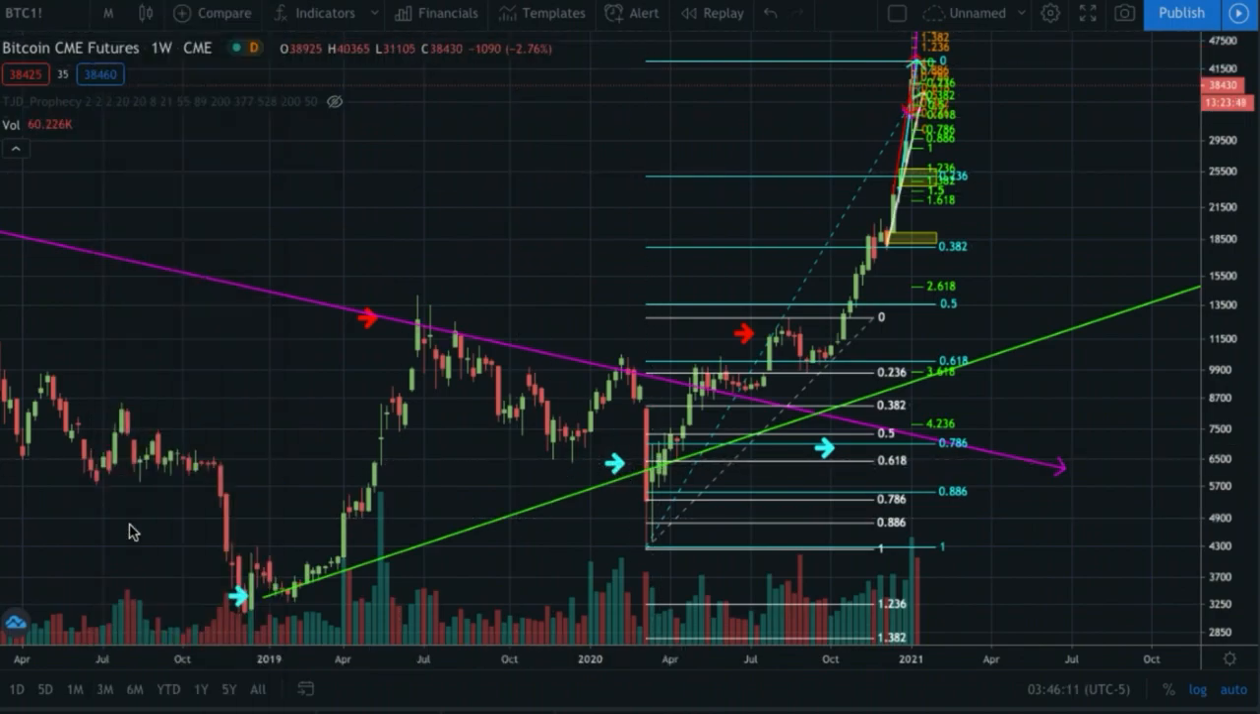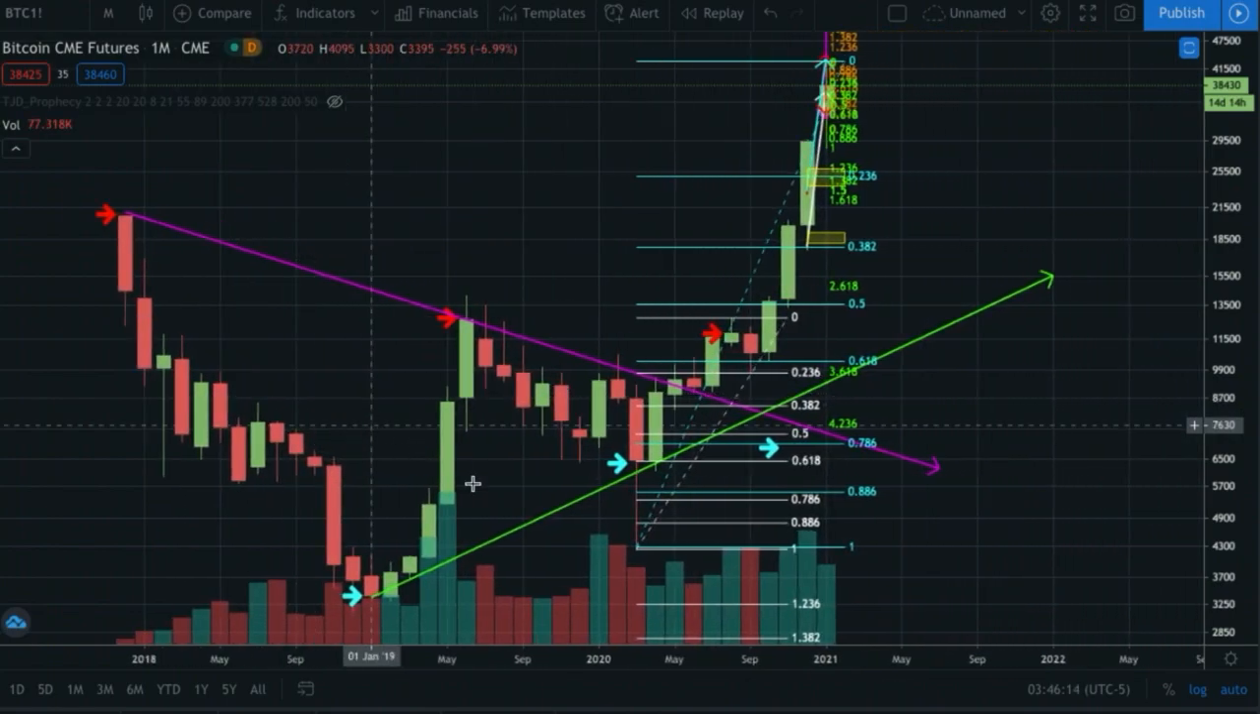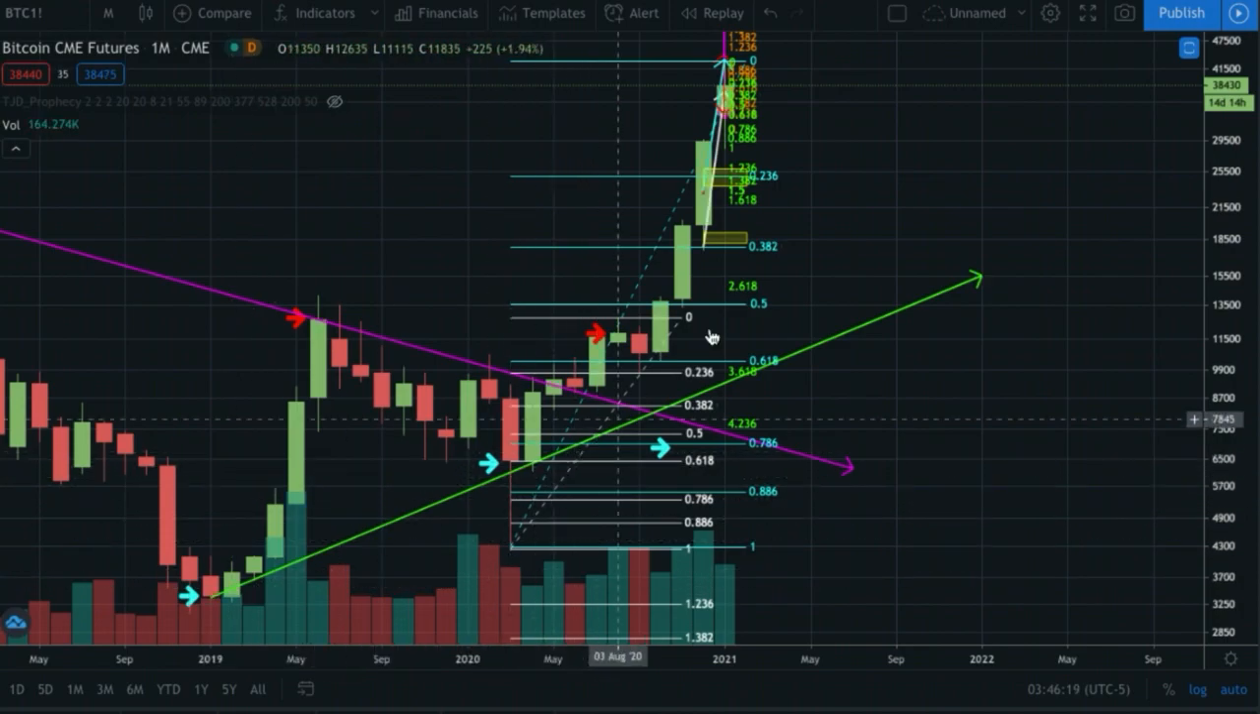If we switch over to the monthly here, you'll see the way I have this drawn in, basically with the green line right here. If we were to just straight crash down tomorrow all the way back down to the 618, we would find support at that line at 10,435. I don't think that's likely to happen, obviously, and this line will continue going up over time.